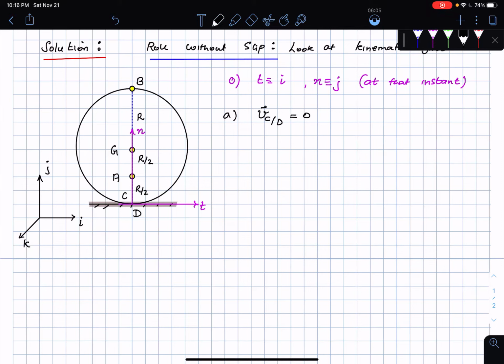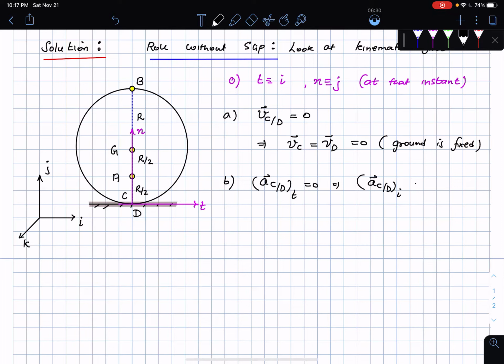Okay, so first step is relative velocity is 0, which implies that velocity of C is equal to the velocity of D, and this is equal to 0 because the ground is fixed. By now this should be very routine procedure. Then acceleration of C slash D in the tangential direction is 0, which implies that acceleration of C slash D in the I direction is 0, because at that instant in time the tangential direction is the same as the I direction, which implies that acceleration of C in the I direction is equal to the acceleration of D in the I direction is equal to 0 because the ground is fixed.